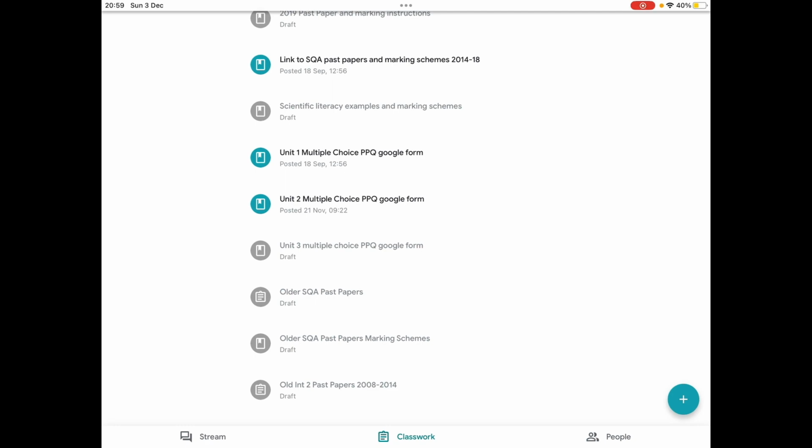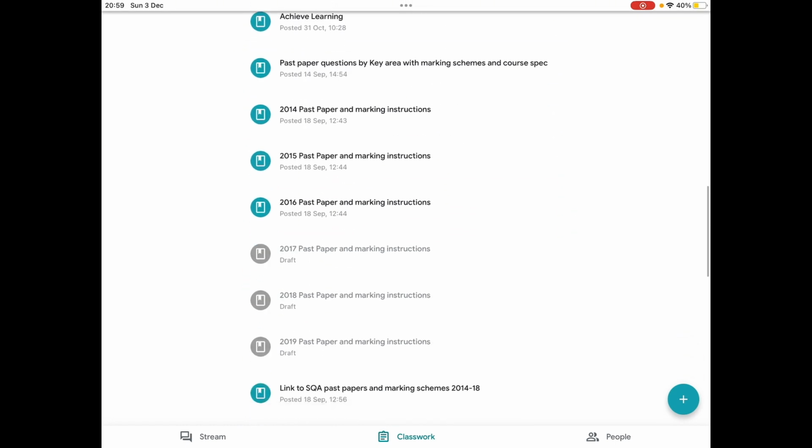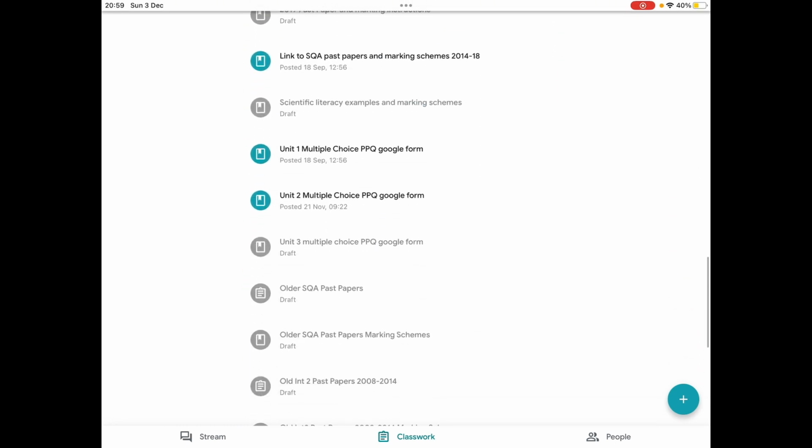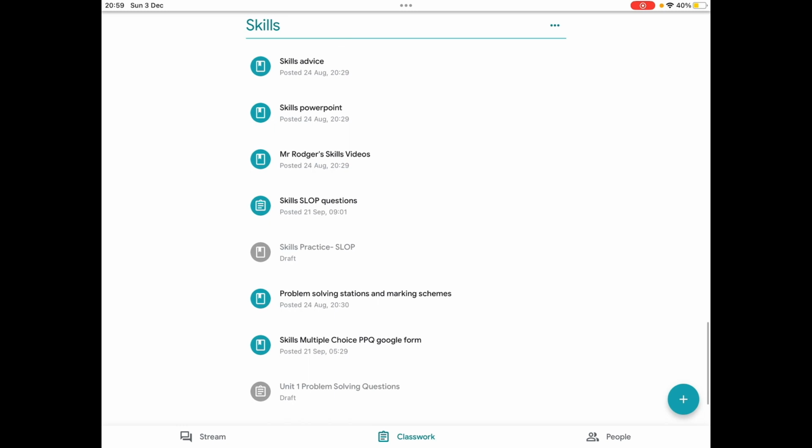These multiple choice past paper Google Forms are for whole units. So the difference between these and the check section is there, by key area, the Google Form quizzes, whereas the multiple choice and the test section are past paper again, but this time for the whole topic. Okay, and we've got lots of other bits and bobs there you can see.